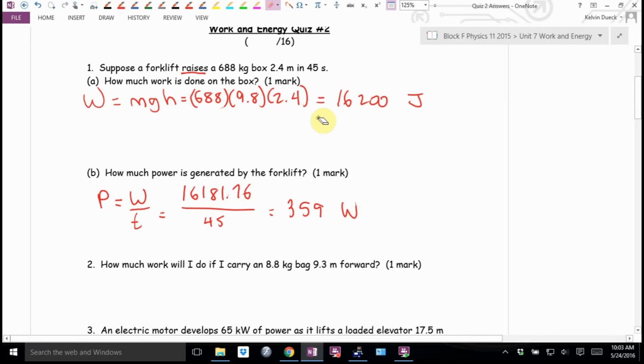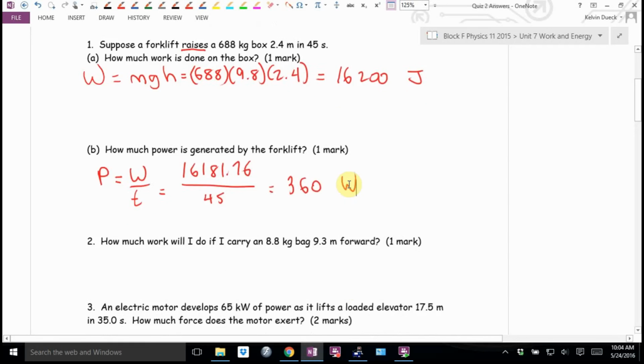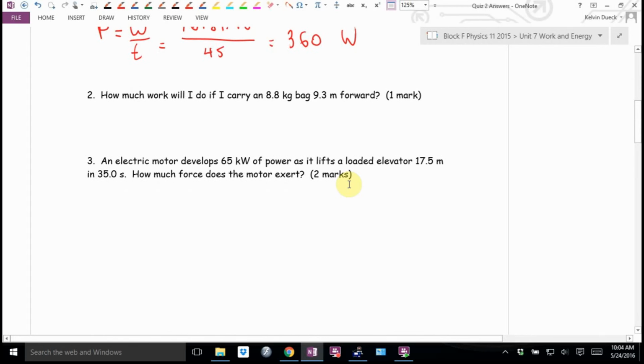Well, no, I guess 359 watts would be wrong. I'm going to go 360 watts if I round off properly, because it's a 5 next to the 9, isn't there? Okay, 1 mark, all or nothing. What will I do? Okay.